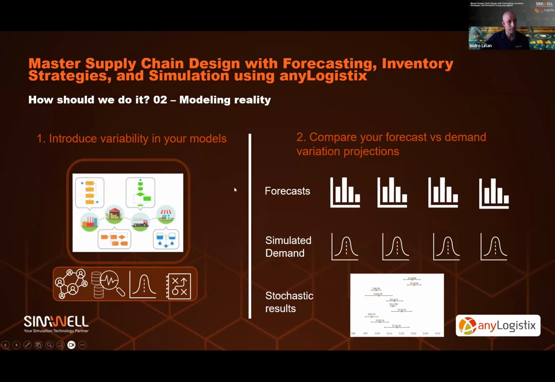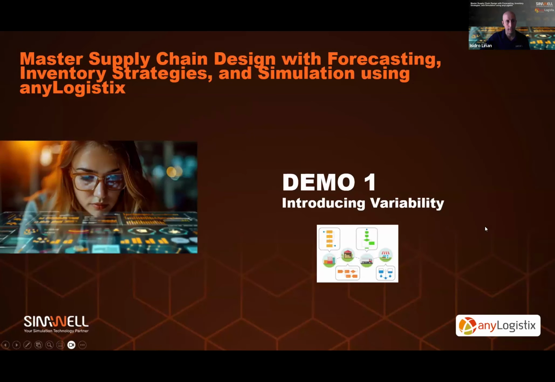All right. So we're going to have Nick now introduce us, in a simple way, an example to introduce variability in our supply chain. Nick, it's all yours. Thank you, Isidro. Let me just share my anyLogistix.